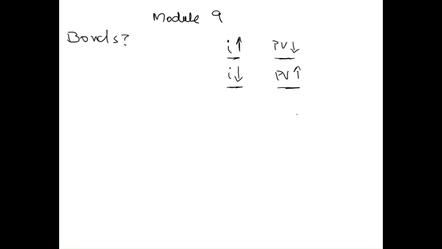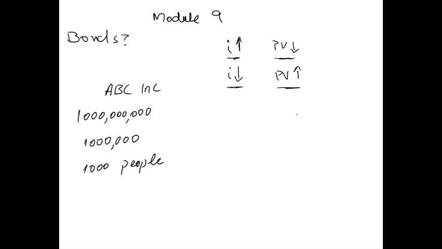So, for example, if a company, ABC Inc., wants to raise $1 billion, if they go to a bank, the bank probably won't lend them this much money. Even if they do, they will charge a really high interest rate. So what ABC Inc. can do is borrow $1 million each from 1,000 people at a cheaper interest rate.